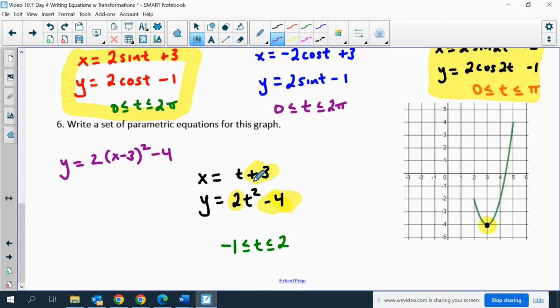But just kind of seeing how it works in parametric form is a valuable experience, seeing that this +3 -4 does a shift of the graph, and this 2 does a stretch, just like we did when we were doing shifts and transformations for the last 2 years.